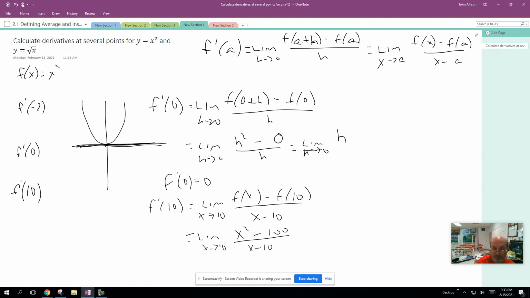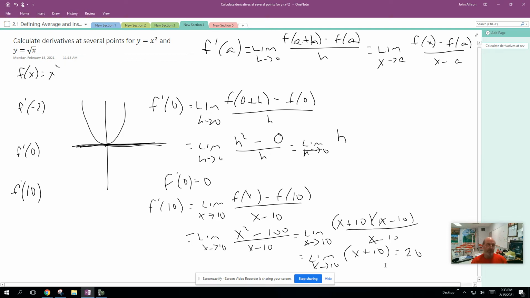That's over x minus 10. And this equals the limit as x approaches 10 of x plus 10 times x minus 10 over x minus 10, which equals the limit as x approaches 10 of x plus 10, which equals 20. And so f prime of 10 is equal to 20.